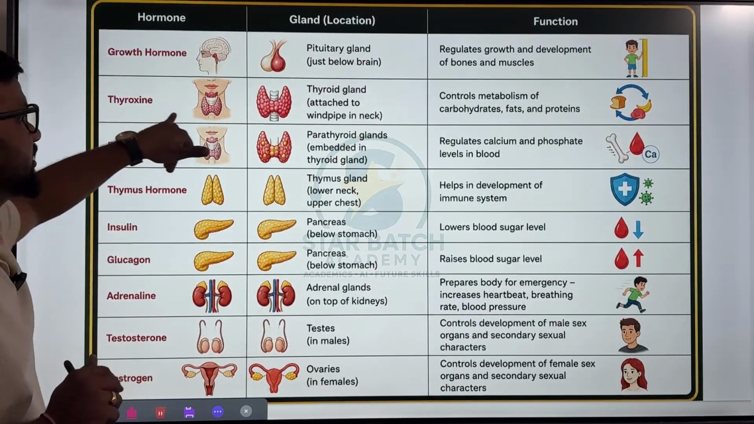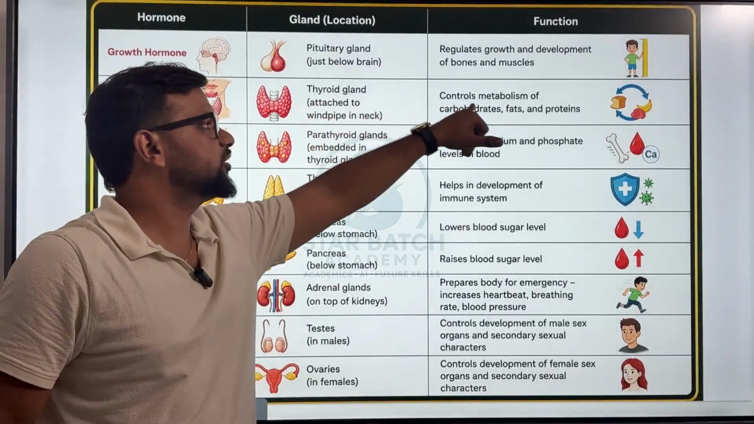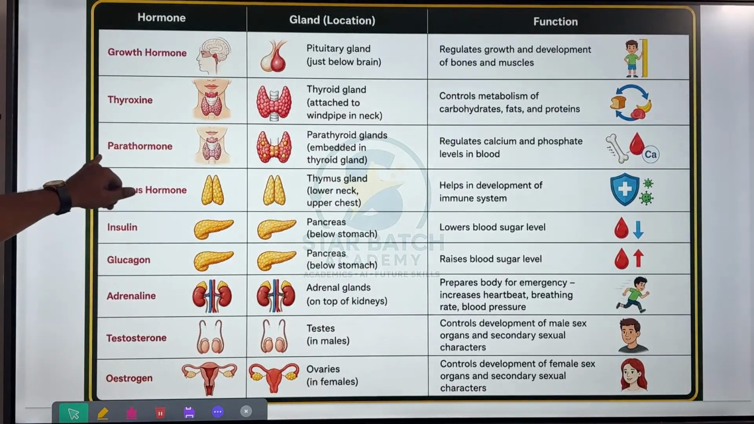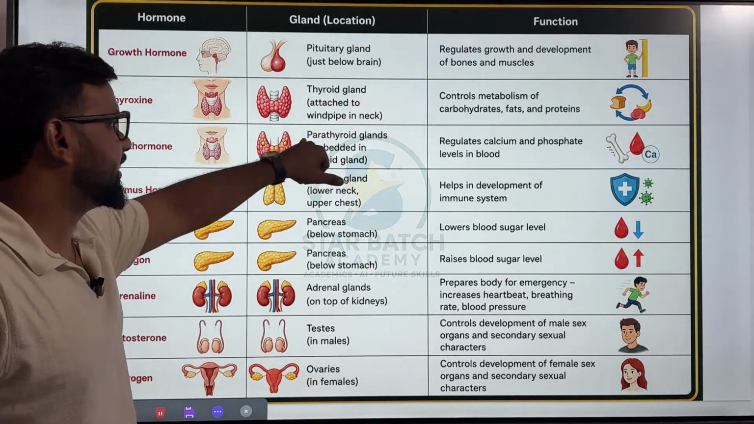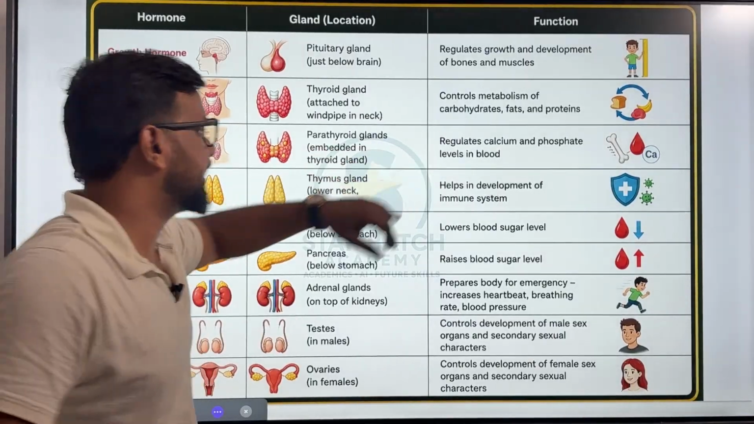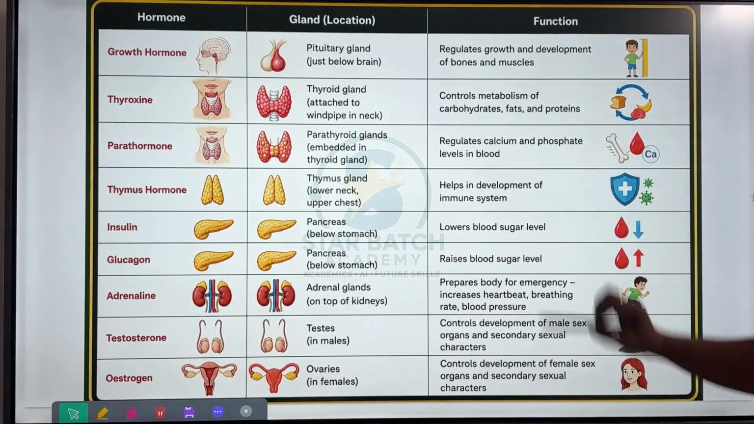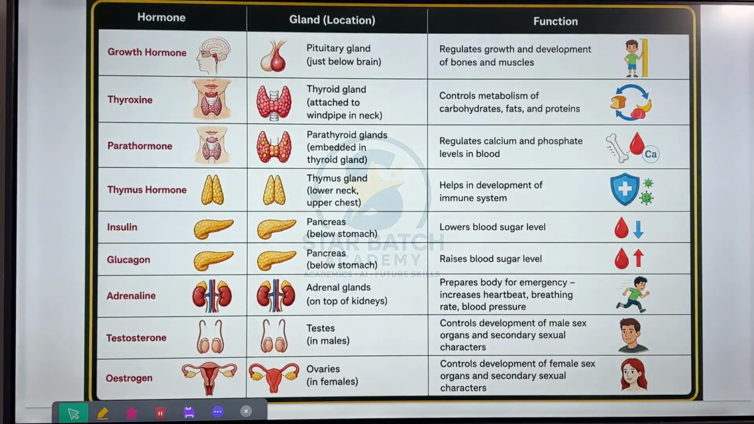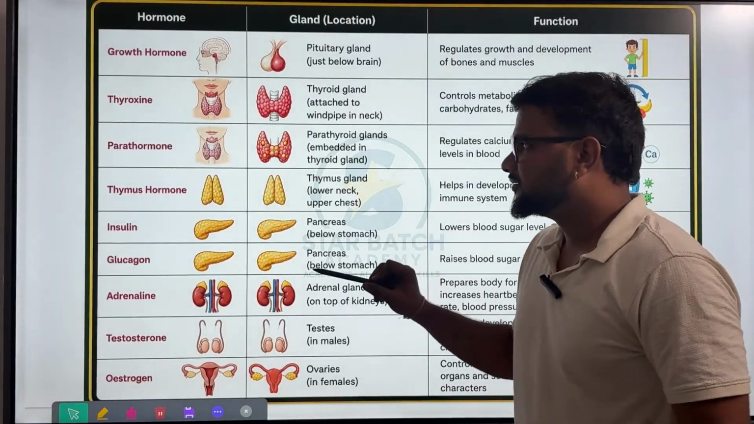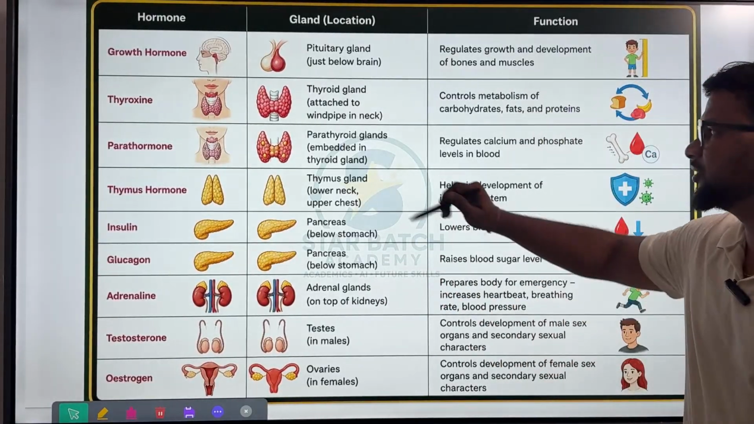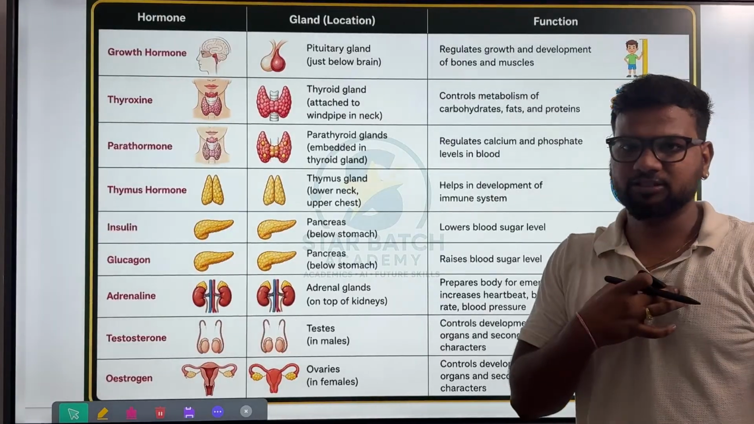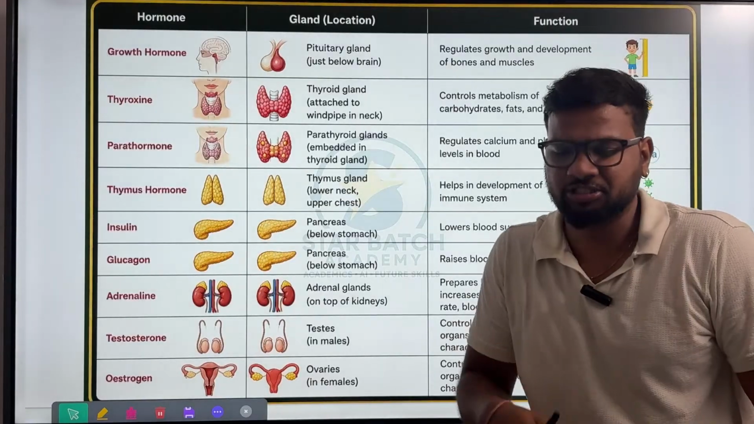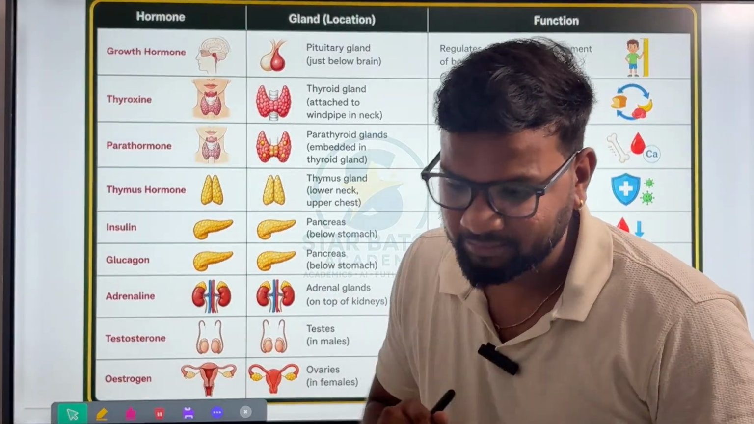Now, thyroxine, which we have in the thyroid gland, controls metabolism of carbohydrate, fat and proteins. Clear? And the parathyroid gland actually regulates calcium and phosphate levels in the blood. Thymus hormone, it is actually in the chest part. Thymus gland helps in the development of immune system.